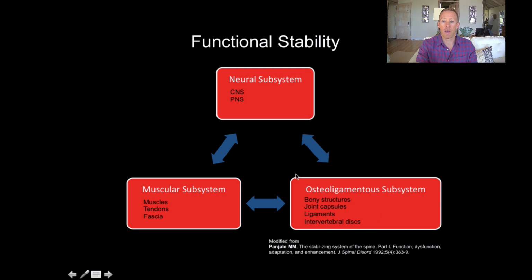This osteoligamentous system, because we don't have direct voluntary control over it, is often called the passive subsystem. It's kind of along for the ride with these two. These two are the active subsystem. We have direct control over these through training, exercise, things like that, therapeutic movements. We can train the neuromuscular subsystem or the active subsystem, and by improving the active subsystem, that helps to improve stability. And then so these three are all working together to give us stability.